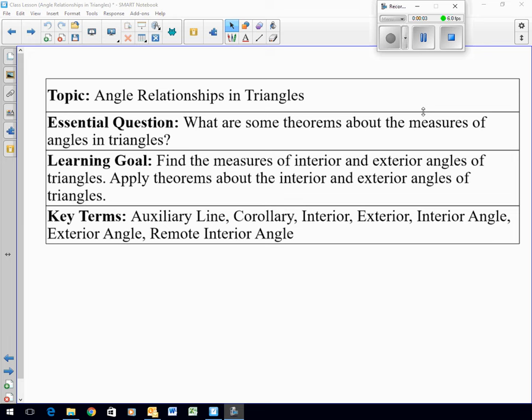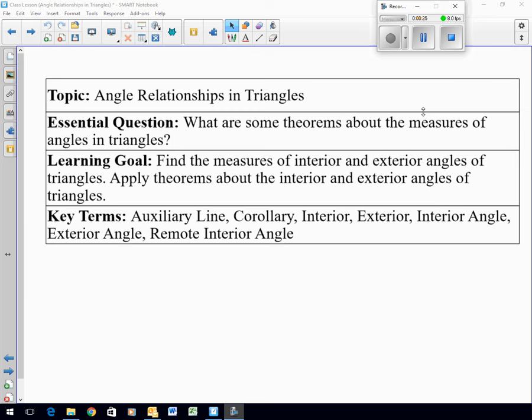Today we're going to talk about angle relationships and triangles. My central question: what are some theorems about the measures of angles in triangles? Our learning goal: we're going to find the measures of interior and exterior angles of triangles. Some of that will be easy, some of that will be hard. And we're going to apply theorems about interior and exterior angles of triangles.